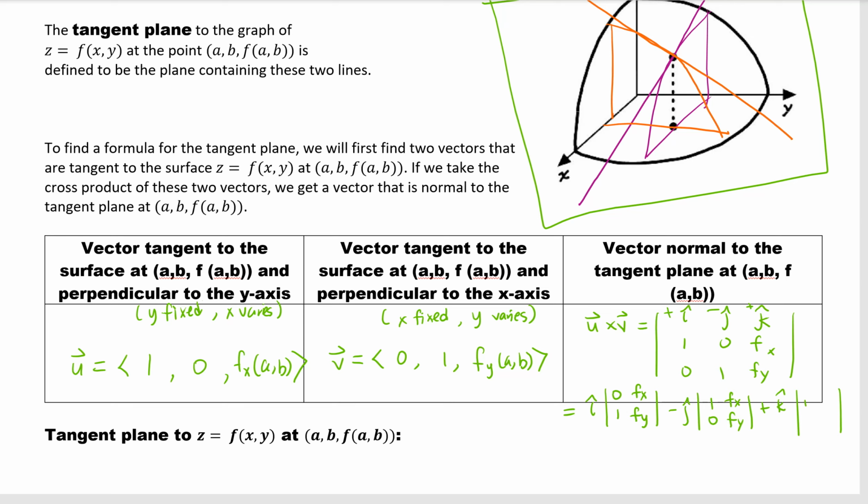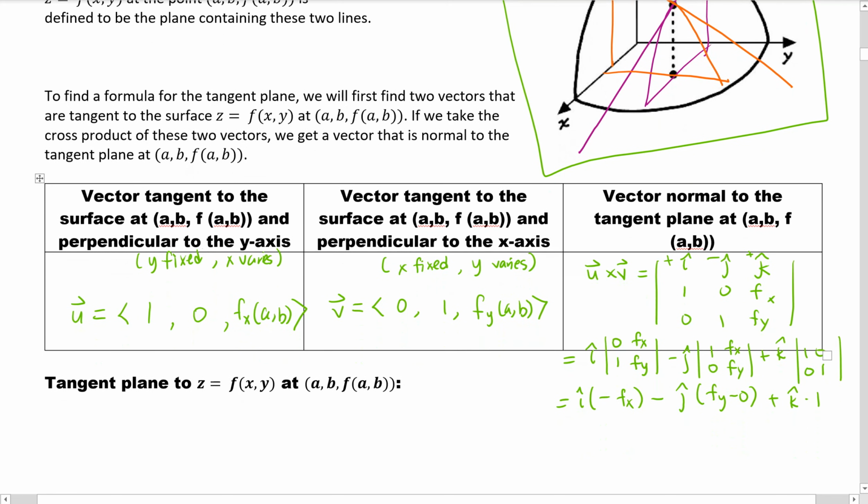We have the submatrix 1, 0, 0, 1. So that is i: cross multiply is 0 times fy is 0, minus 1 times fx. Minus j: 1 times fy is fy, minus 0 times fx is 0. k: 1 times 1 is 1, minus 0 times 0 is 0. So what do we get? We get minus fx of (a, b), minus fy of (a, b), and then the last coordinate is 1. So far, so good, everybody?